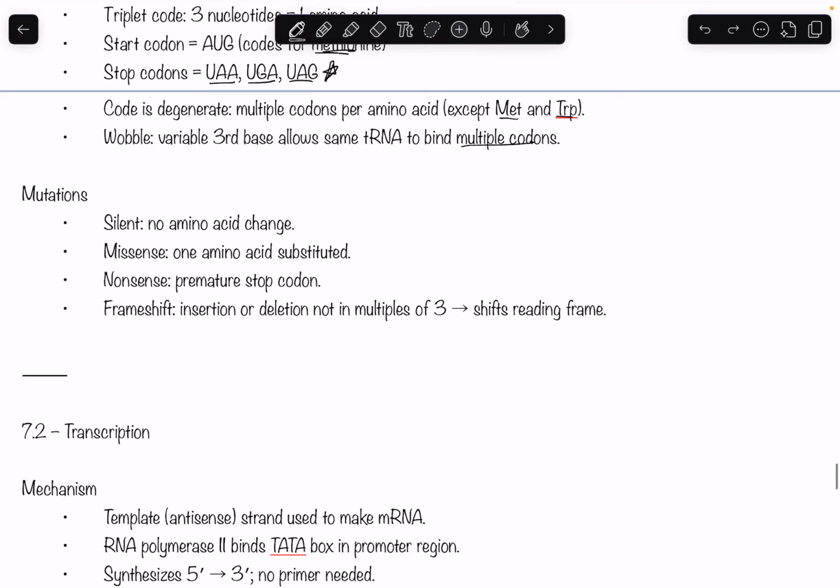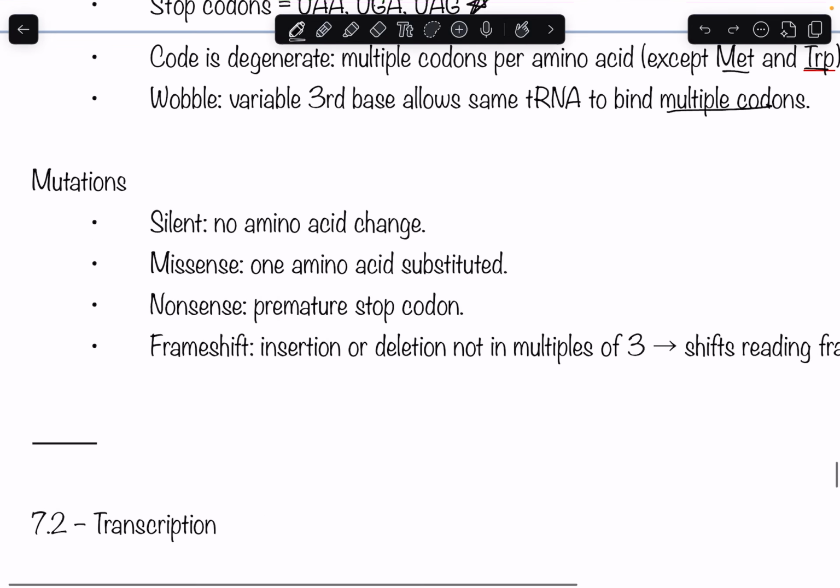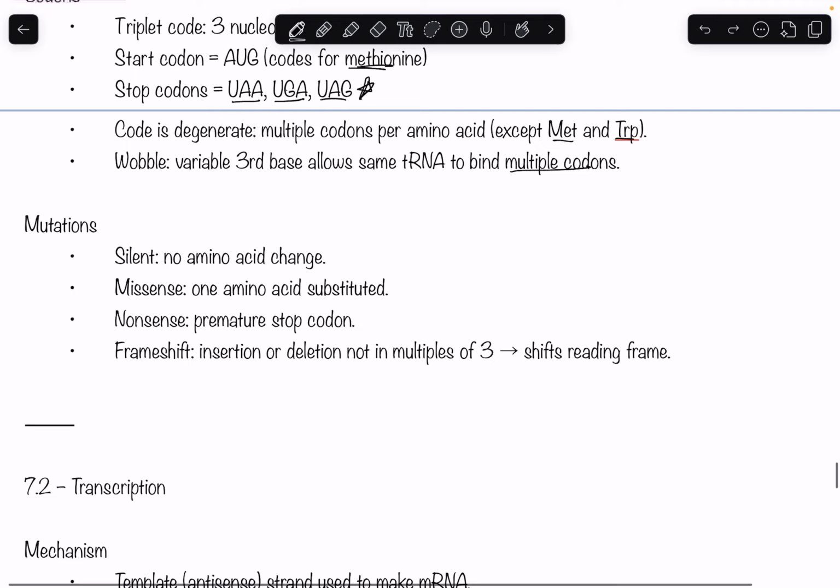So next we're going to go over mutations. Silent mutation, very easy, no amino acid change. Missense mutation, one amino acid is substituted. So one big one is sickle cell anemia, where your glutamate is substituted for valine. Okay, that is a missense mutation. Nonsense mutation means that you have a premature stop codon.